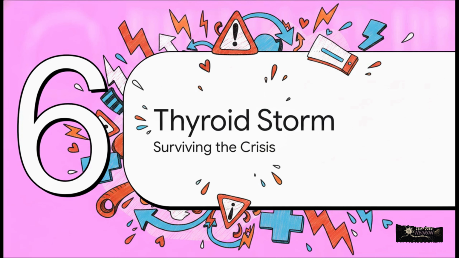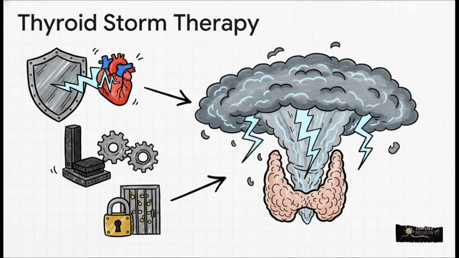Section 6. Surviving a thyroid storm. Finally, let's look at what happens when hyperthyroidism escalates into an extreme, life-threatening crisis known as a thyroid storm. This is an all-hands-on-deck medical emergency. To save a patient here, you can't just use one drug. You need a coordinated, multi-drug assault. First, you give beta blockers, like metoprolol or propranolol, to immediately blunt the widespread sympathetic nervous system stimulation. Basically, you gotta chill out the heart rate before it gives out.